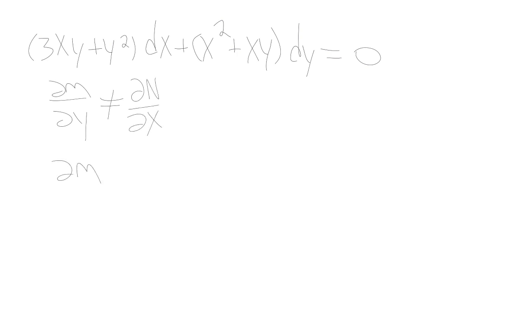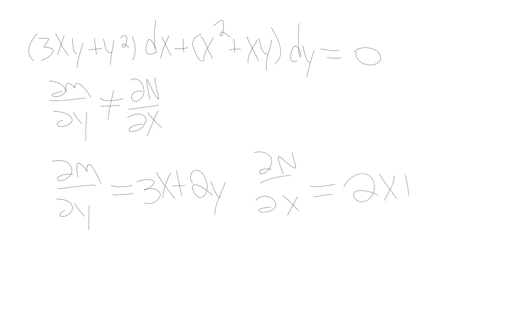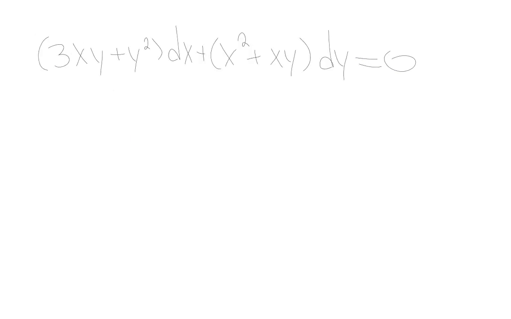So partial M with respect to y is 3x plus 2y. And partial N with respect to x is equal to 2x plus y. So this differential equation right here is non-exact, or it's not exact. So at this point, we can't quite yet solve this as if it were an exact differential equation because it's not. But luckily, we have the integrating factor formulas.